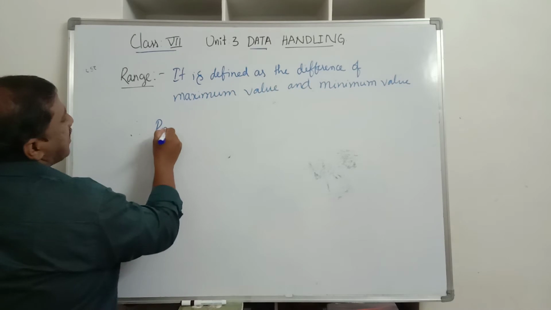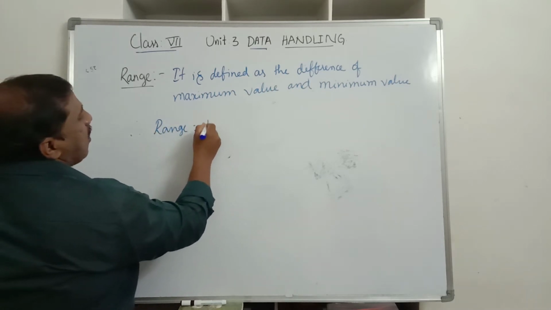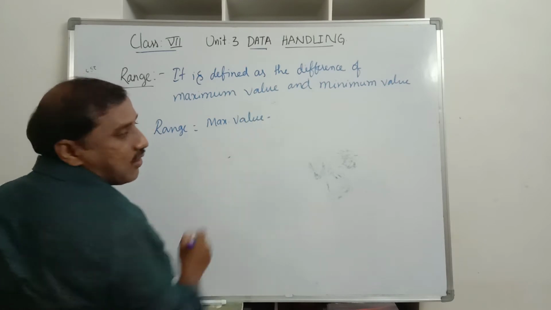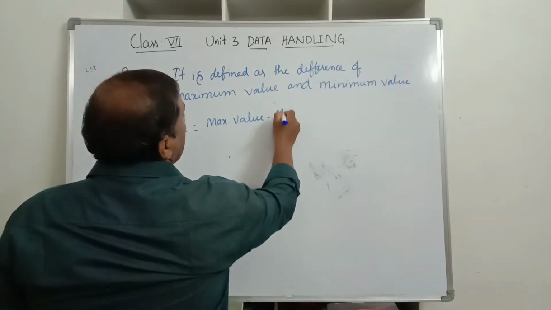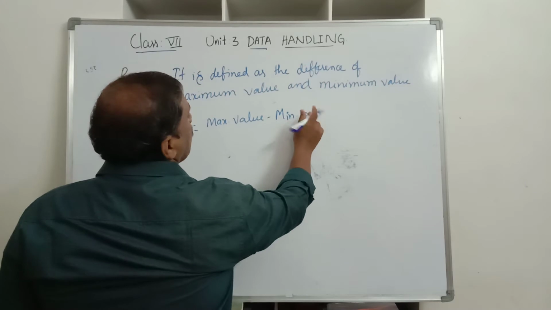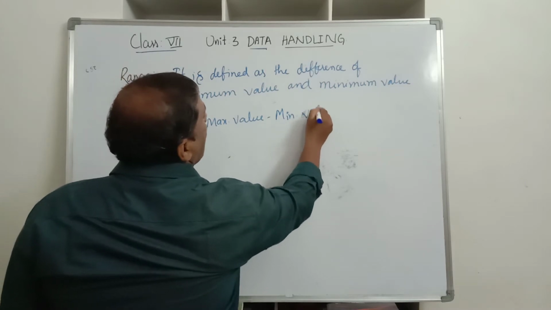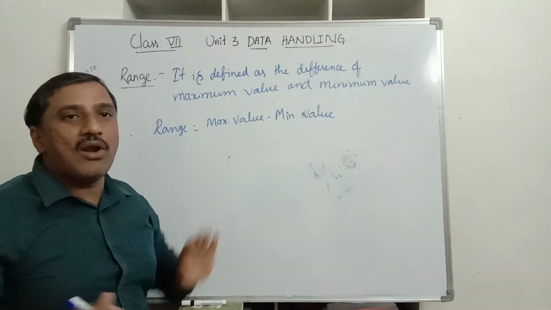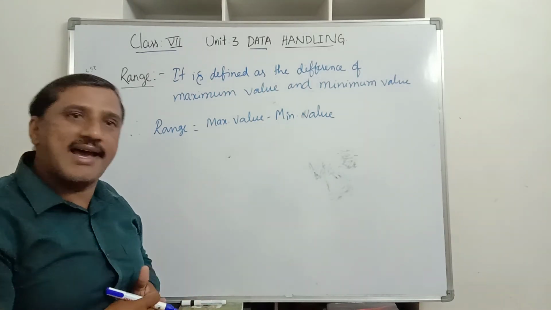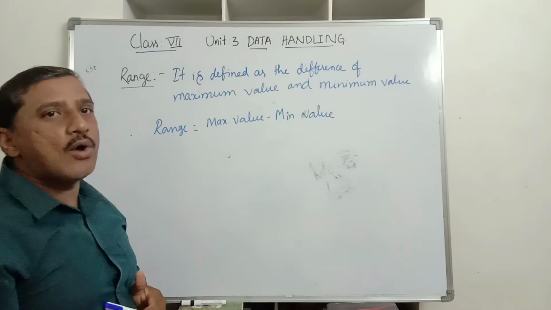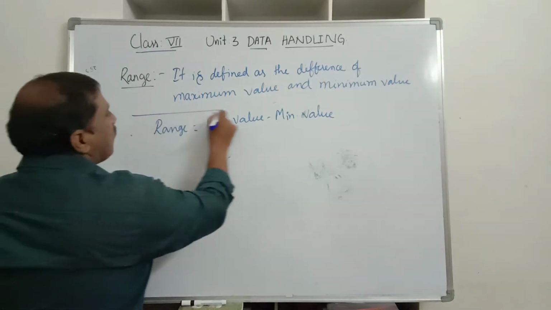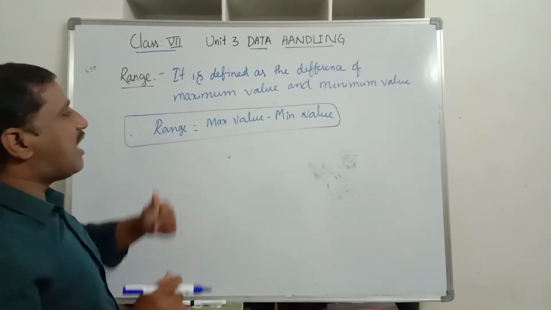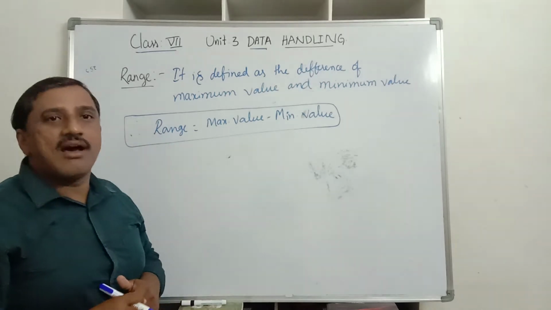Therefore range is equal to maximum value minus minimum value, or also you can write it as the highest value minus the lowest value. Here maximum means it is highest and minimum means it is lowest value. So the maximum value minus minimum value will give us the range.